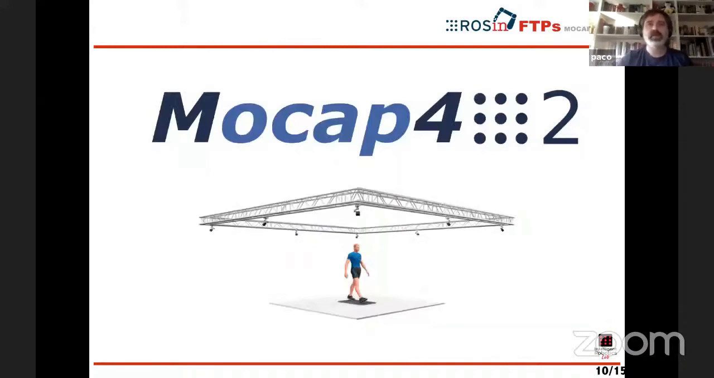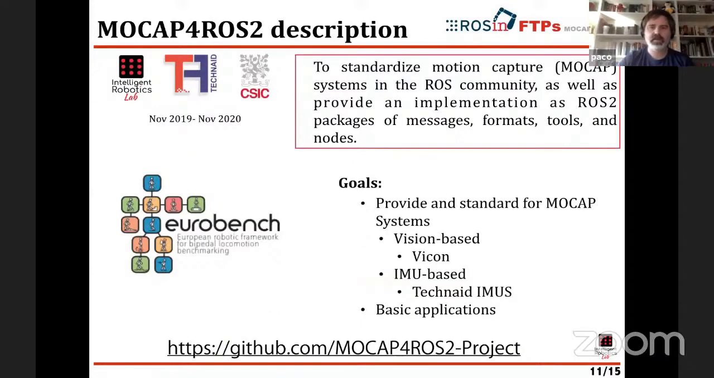The next FTP that I'm going to present is Mocap4ROS2. This FTP is a consortium formed by our research group, the Technaid company, and the Spanish Higher Council of Scientific Research, one of the Eurobench project coordinators. The objective of this FTP is to establish a standard for motion capture systems. This system can be vision-based, like the Vicon system or OptiTrack, or based on inertial sensors. This project was born from the need to integrate various motion capture systems in the Eurobench facilities.